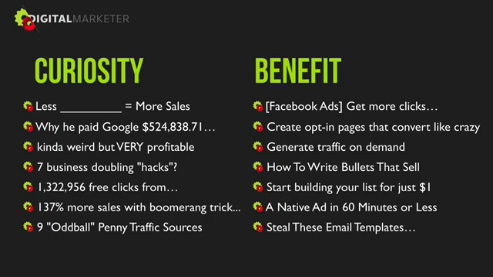If this said why he paid Google $500,000, it wouldn't be nearly as catchy because no one would believe it. The specificity here actually gets people to believe that this is a true number, and they want to know. Plus, odd numbers just catch our eye. All right, odd numbers catch our eye. So why he paid Google $524,838.71 is a great curiosity-based subject line. You have to know. Why would someone pay Google, or anybody for that matter, that much money? So your prospect is going to open that email.